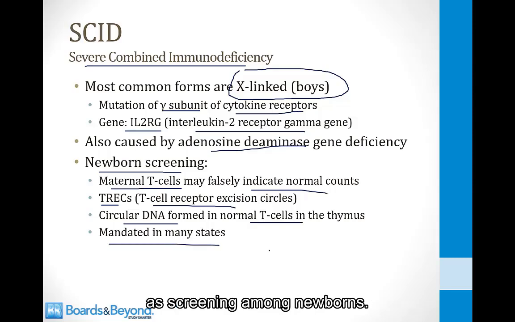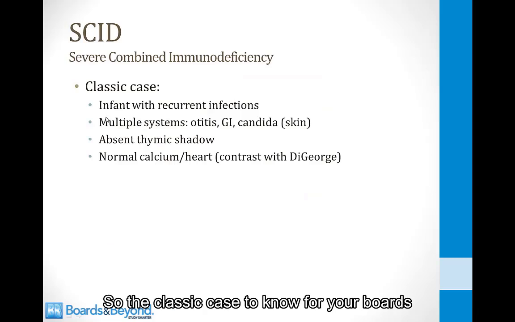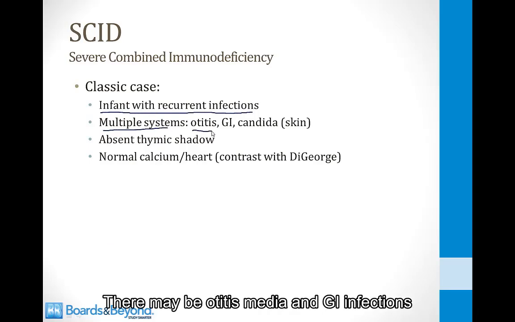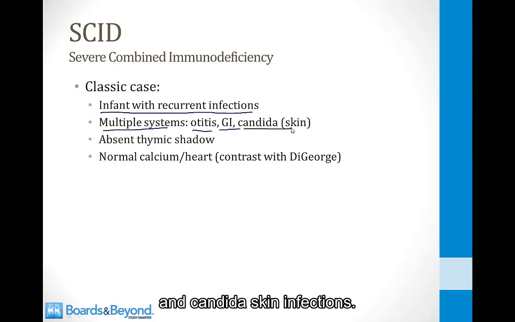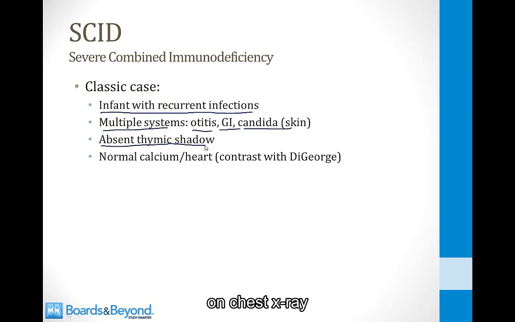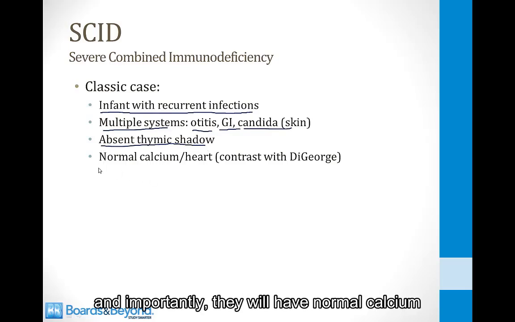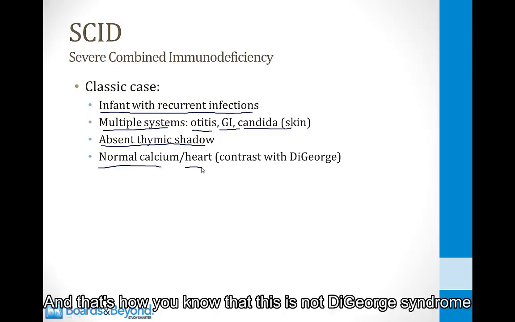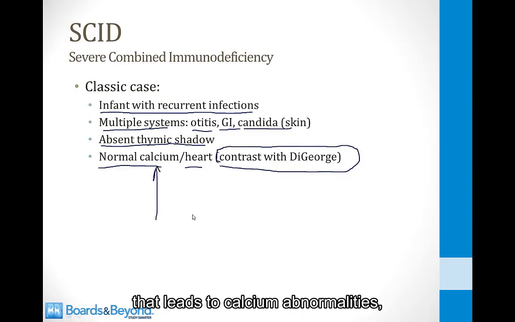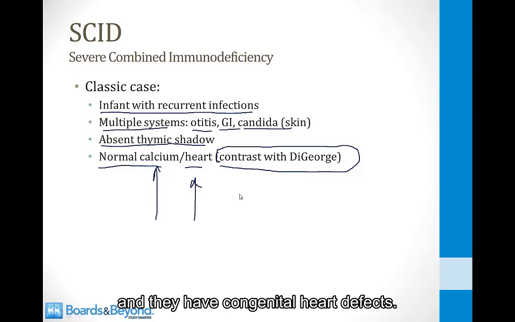as screening among newborns. So the classic case to know for your boards is an infant with recurrent infections, often in multiple different systems. There may be otitis media and GI infections and Candida skin infections. There will often be an absent thymic shadow reported on chest X-ray. And importantly, they will have normal calcium and a normal heart. And that's how you know that this is not DiGeorge syndrome, because patients with DiGeorge syndrome have parathyroid dysfunction that leads to calcium abnormalities, and they have congenital heart defects.